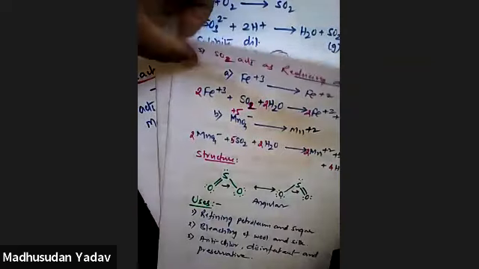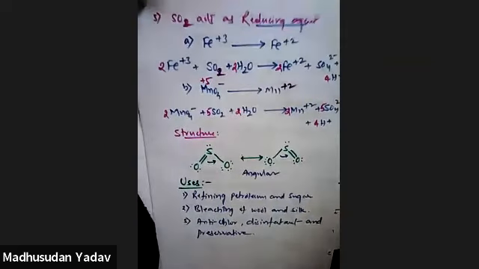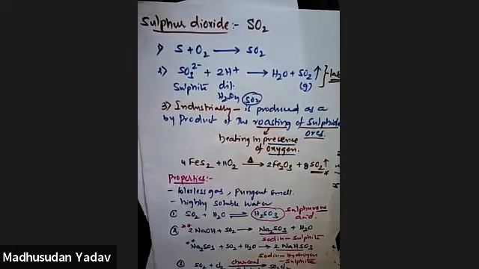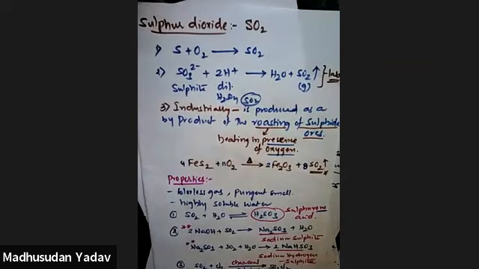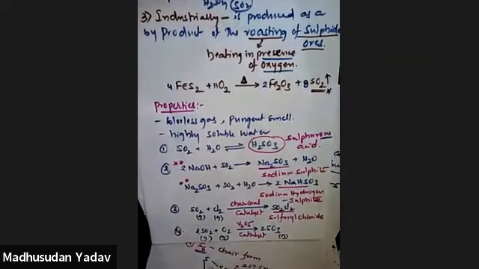Next, sulfur dioxide: its structure, its uses and its chemical properties. It acts as a reducing agent. Here, this is about sulfur dioxide. It's complete about its preparation and its chemical properties.